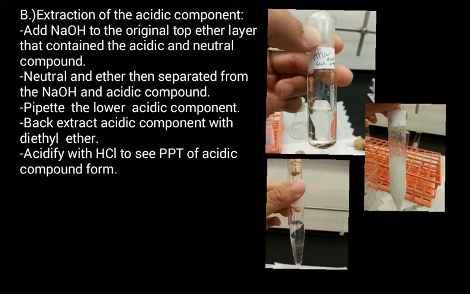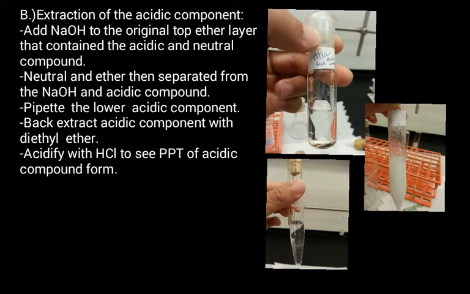The neutral and ether then separated from the NaOH and acidic compound. The two separated again because of the physical properties of diethyl ether. Now, in the top layer, you find ether and the neutral components, and in the bottom layer, you have the carboxylate group, water, and sodium ions. The next step the student took was to pipette the lower acidic component into a new centrifuge tube.